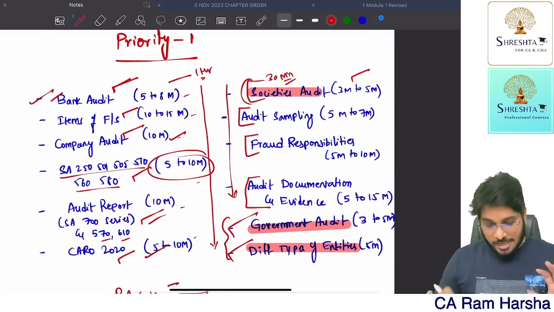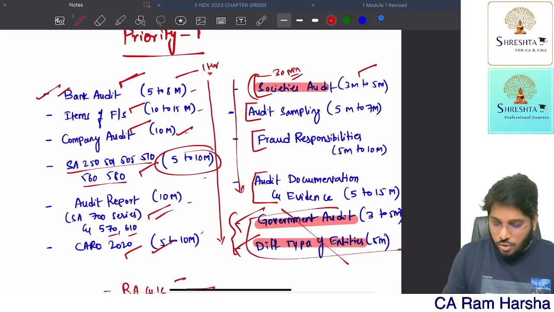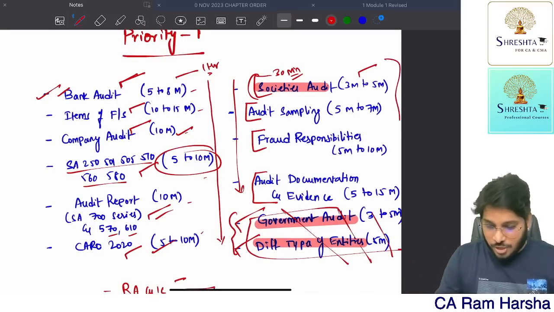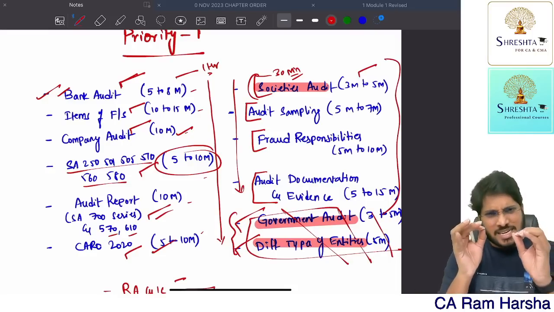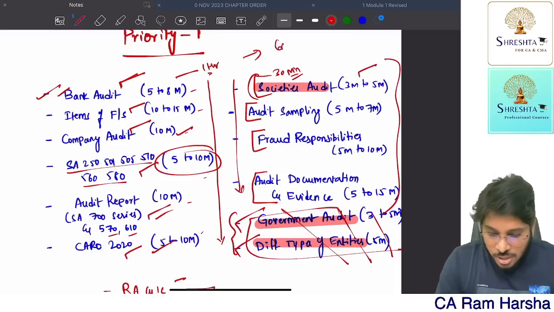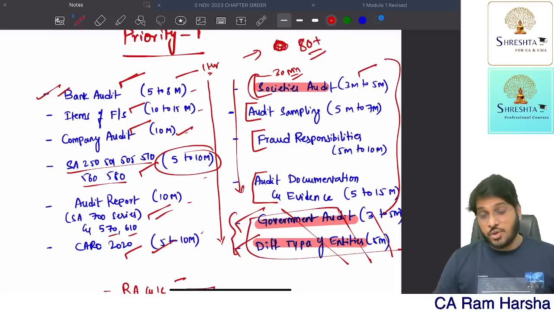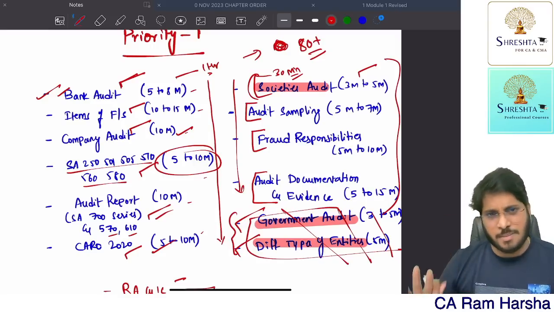So that's it. If you're able to cover all this priority one, excluding government audit, different types of entities, if you're able to cover all these first priority chapters and revise properly before the exam, I challenge you will attempt 80 plus marks for sure. You can guarantee attempting 80 marks, no matter how hard the paper is.